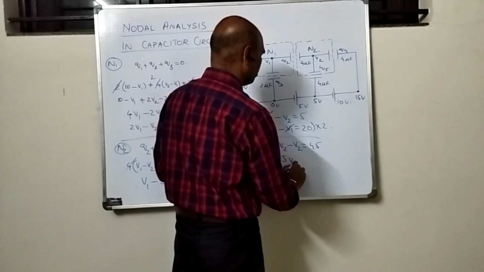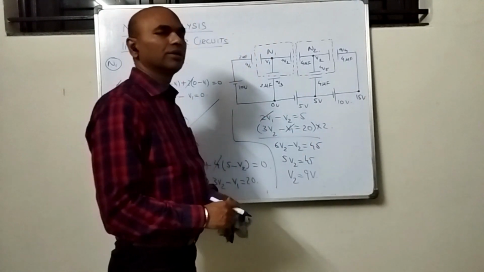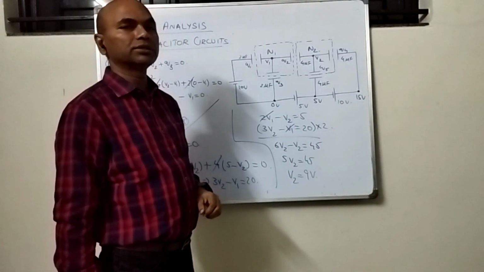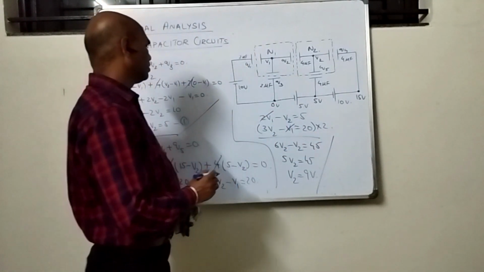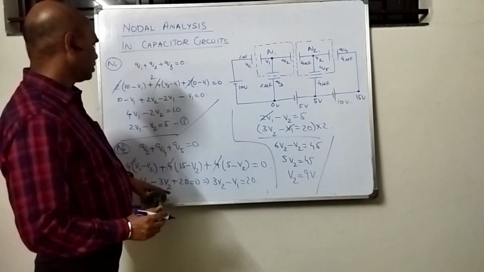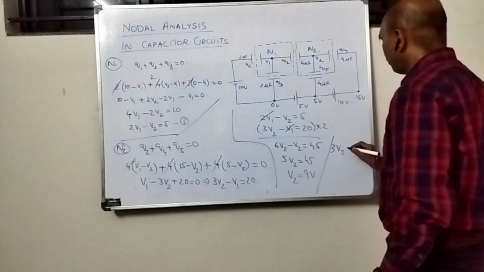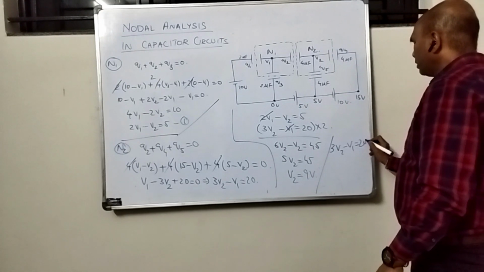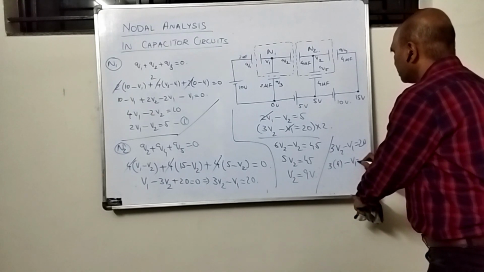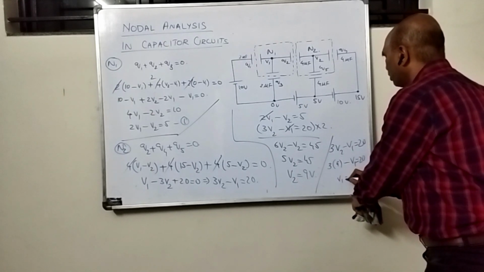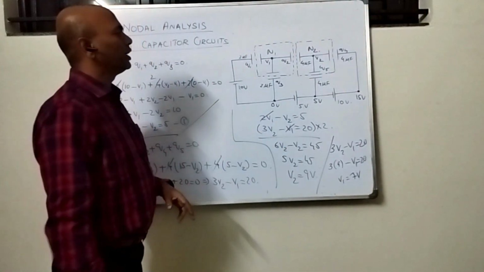So I get 5V2 is equal to 45. That means V2 is 9 volts. So I got the potential of the second node, which is N2, 9 volts. And quite obviously I can get V1 from the equation where I have written 3V2 minus V1 is equal to 20. So it becomes 3 into 9 minus V1 is equal to 20. So V1 would be 7 volts. So I got the potential at the first node as 7 volt.